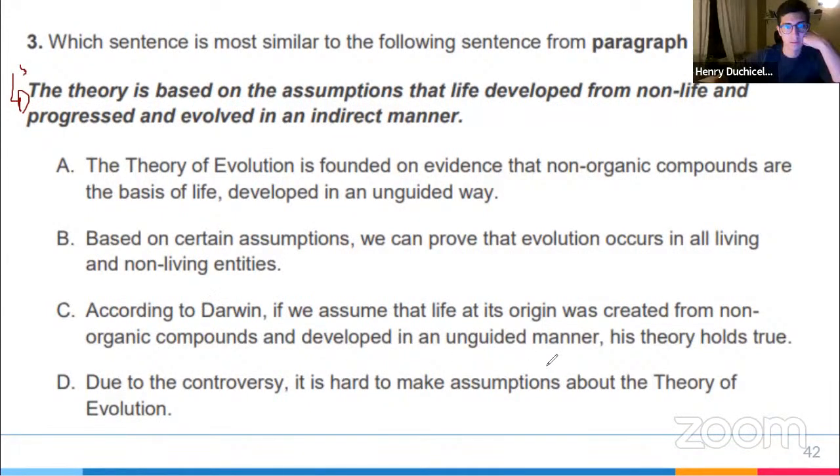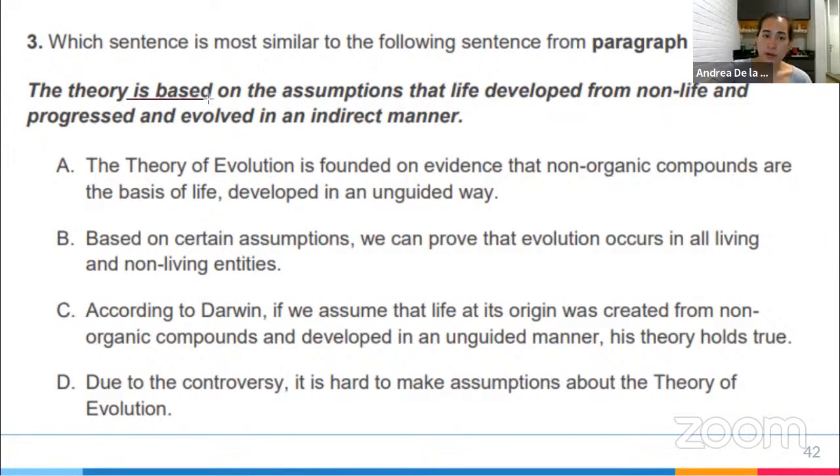Based. Exactly. Great. That is the main verb. Is based on. Is based on. So the main idea is going to be around the main verb. So basically, the main idea of this sentence is to show what the theory is based on.